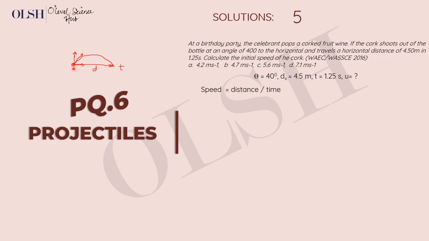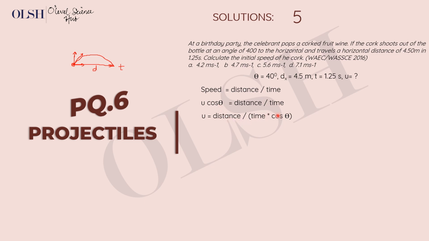So let's consider the horizontal speed of this particle, that's the cork. Of course, the horizontal speed is u cos theta. So we're going to have u cos theta equal to distance over time, because we're considering only the horizontal now, because we want to find u. So we have distance, we have time, we have theta, we make u the subject of formula, and we're going to have distance over time times cos theta.